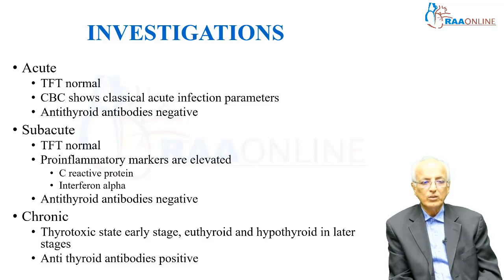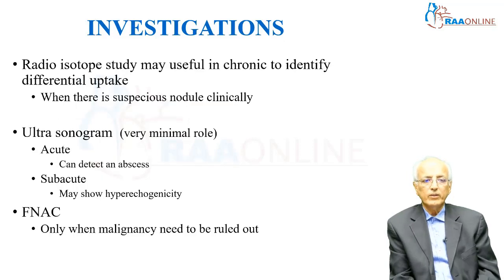So that leaves only the chronic thyroiditis, where the patient has a thyrotoxic state in the early, euthyroid in the middle and hypothyroid in later stages. Antithyroid antibodies are classically positive. Now coming to investigation, radioactive study may be useful in chronic to identify differential uptake when there is a suspicious clinical nodule. Otherwise, in acute and subacute, radioactive study is completely not useful.